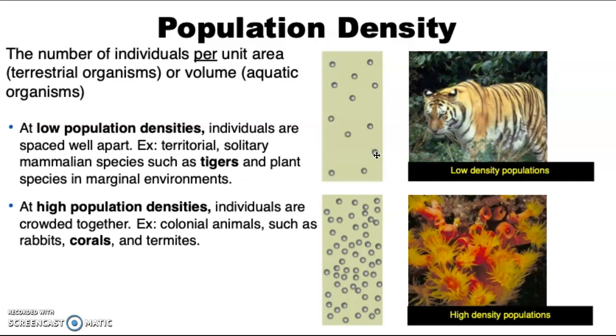At high population densities, you've got organisms more crowded together. These are usually animals that grow in colonies, like rabbits, corals, which we have in this picture here, and termites.